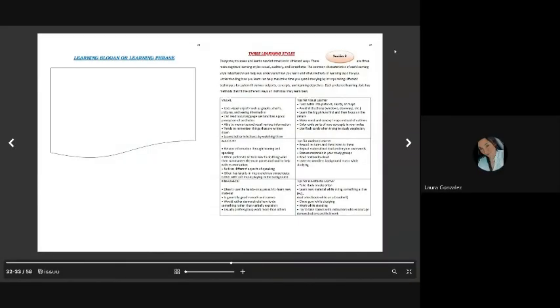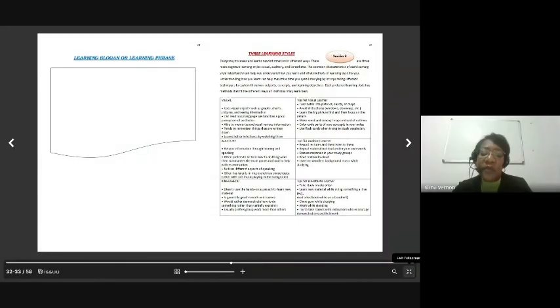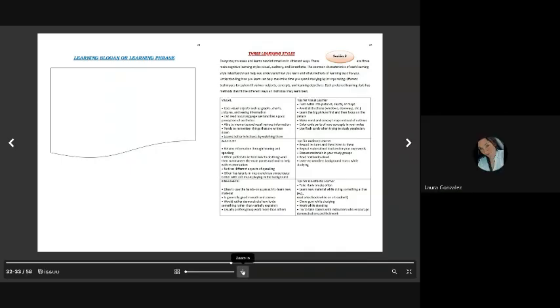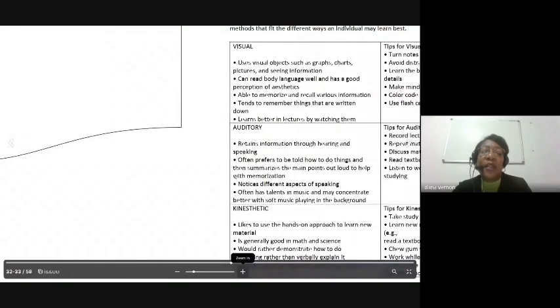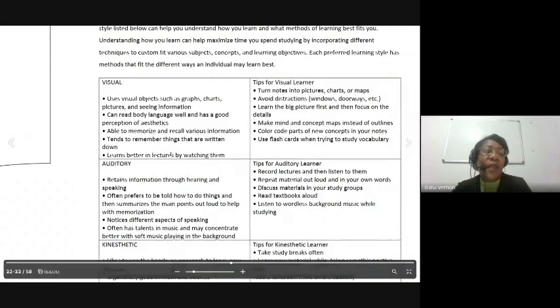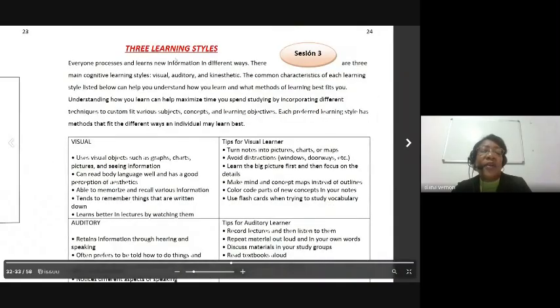Teacher, okay, I'm going to... Ah, you want to read? Yeah, yes. Three learning styles. Okay, wait a moment, let me move it. Okay. Three learning styles.